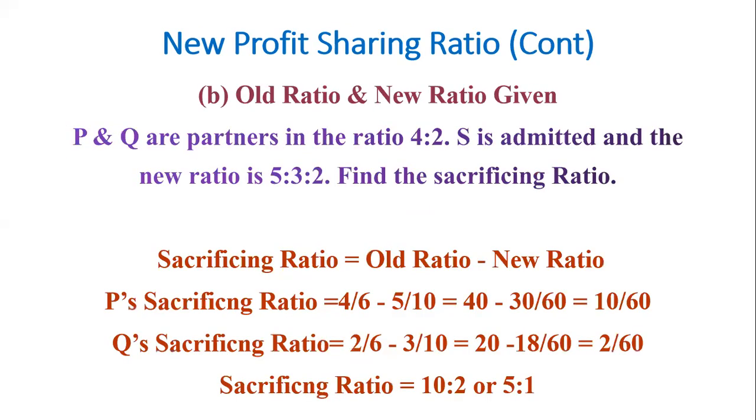There's another concept in the calculation of new profit sharing ratio, where the new ratio is given and there is also the old ratio of the old partners existing in the firm. P and Q are partners in the ratio of 4 is to 2. That is, their sharing ratio is 4 is to 2. New partner S is admitted and the new ratio is 5 is to 3 is to 2.